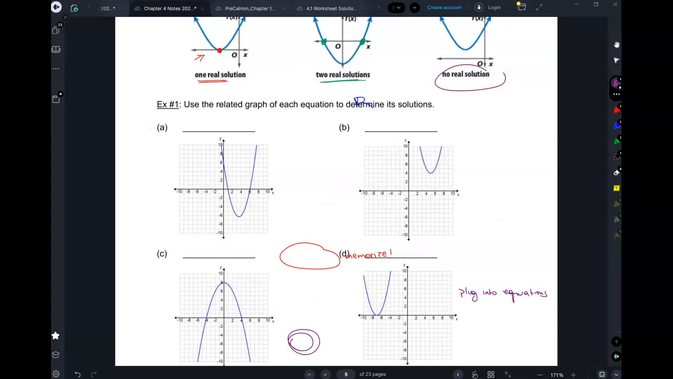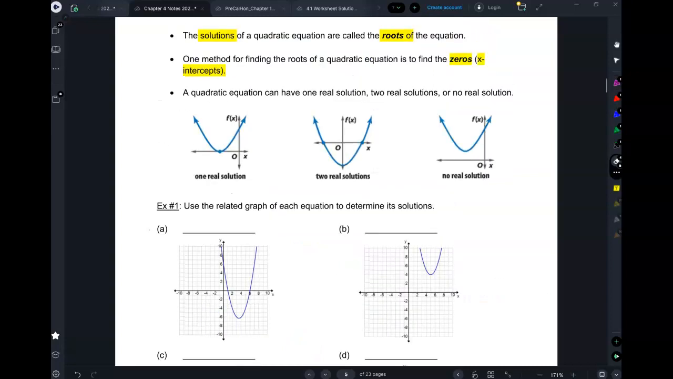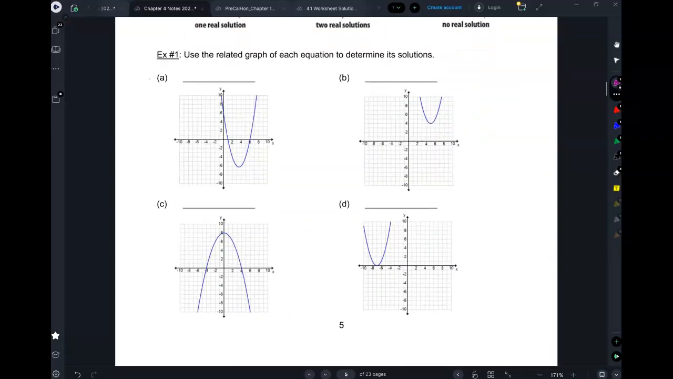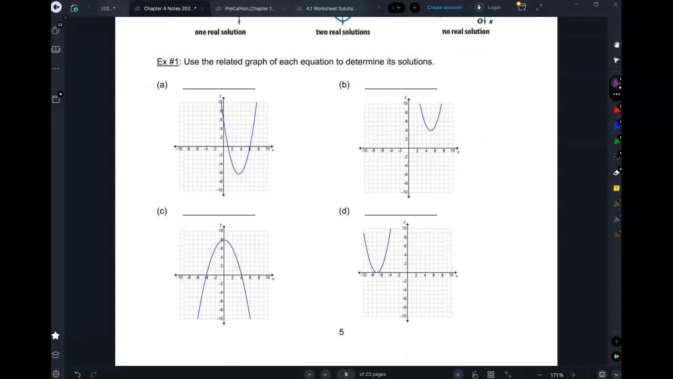So, okay, what happened here? Oh, what the heck? Okay, oh well.